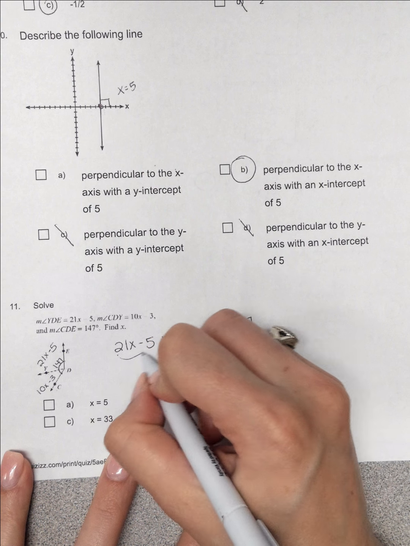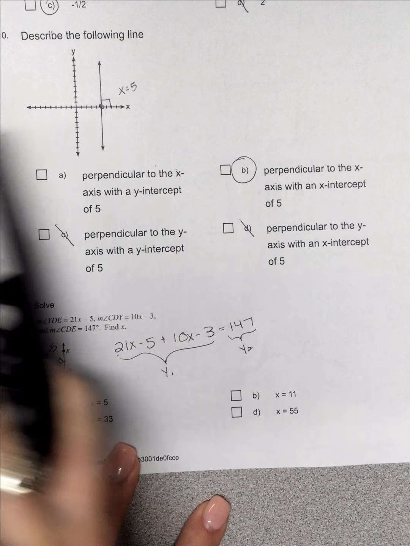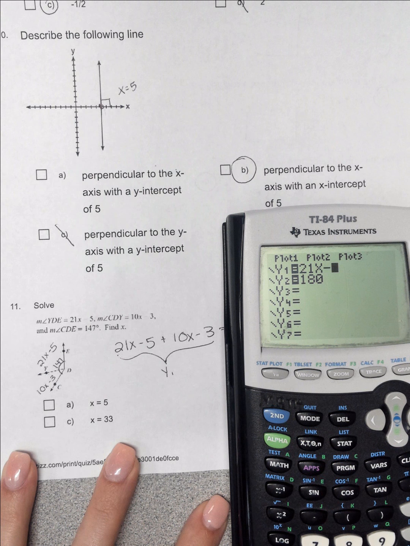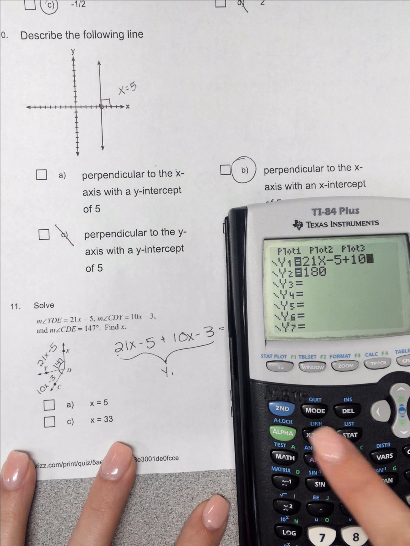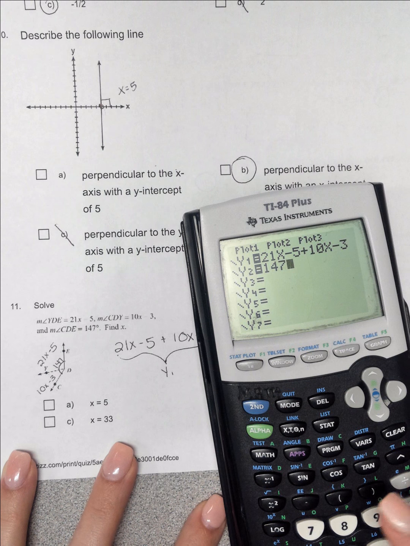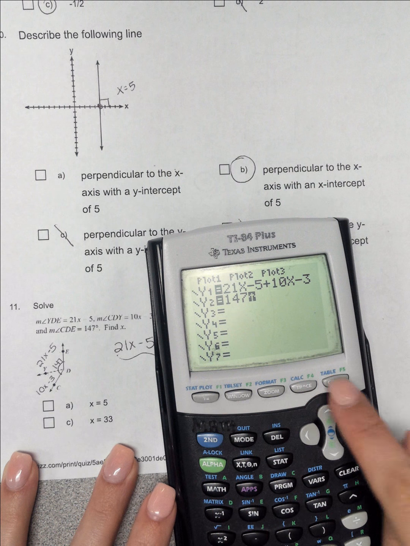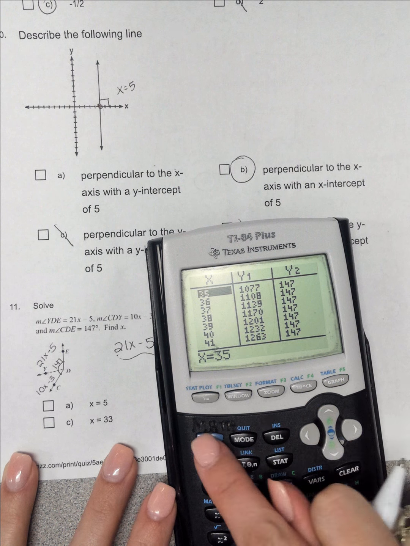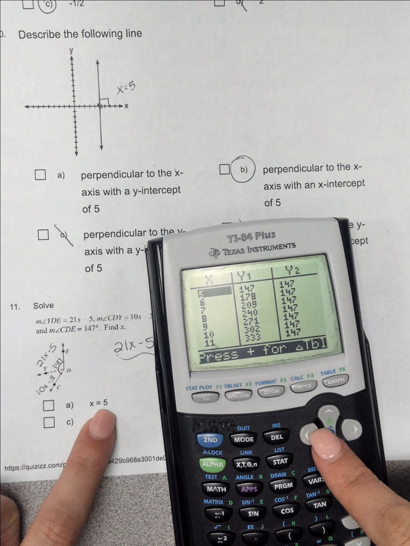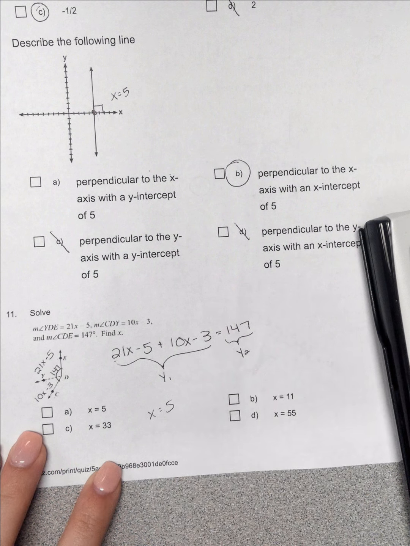You can put the left side in y1 and the right side in y2 and see where they're the same. So we've got 21x minus 5 plus 10x minus 3 equals 147. Left side y1, right side y2. Look on the table. Are they the same at 5? Second window 5. 147, 147. Yes, so x equals 5.